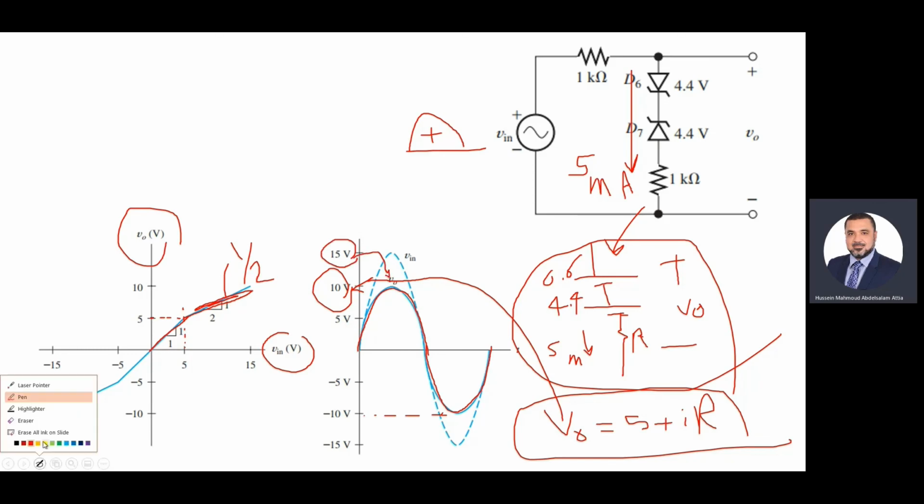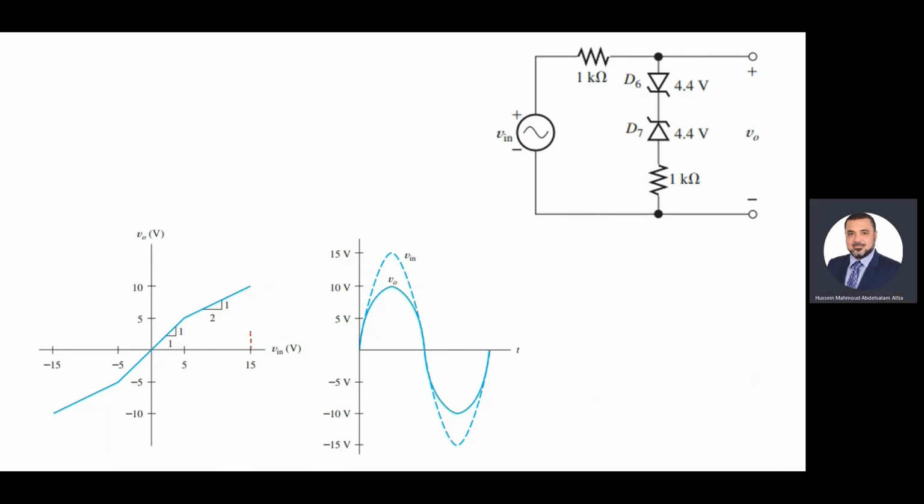What I'm saying is, look at this point. When the input is 15, V out is 10. From where do I know this point? From here. When V input is 15, V out is 10. So I know now 2 points here, and I know 1 point here. So I can draw this straight line. It will be 1 to 2.